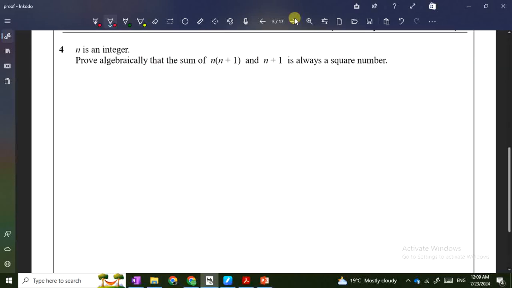Okay, so the next question, number 4, is: n is an integer. Prove algebraically that the sum of n times n plus 1 plus n plus 1 is always a square number. So in this question we need to show the sum of these two numbers. Sum means add. If we add these two numbers, we should have a square number. Okay, so let's add these two numbers.